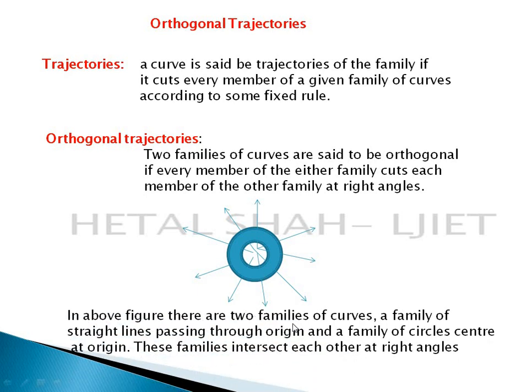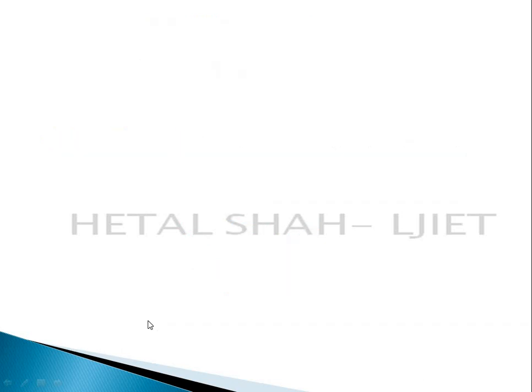Let's understand with one figure. In the above figure, there are two families of curves: a family of straight lines passing through the origin and a family of circles centered at the origin. These families intersect each other at right angles.